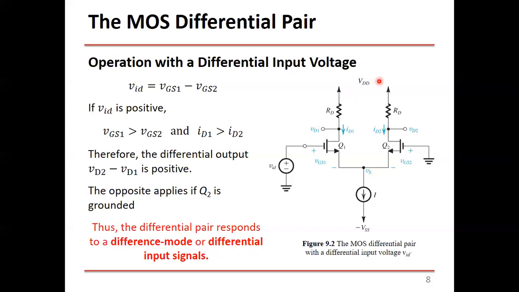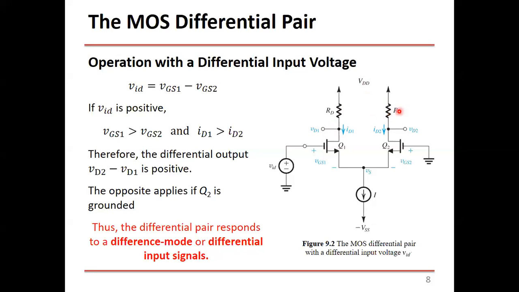So imagine VDD is 5, and let's assume the RDs are 1K each. If you have 2 milliamperes here, how much is the voltage here? Well, it would be 5 minus 2 milliamps times 1K, so the drop is 2 volts. 5 minus 2 volts is 3 volts. Okay, so you have 3 volts here.